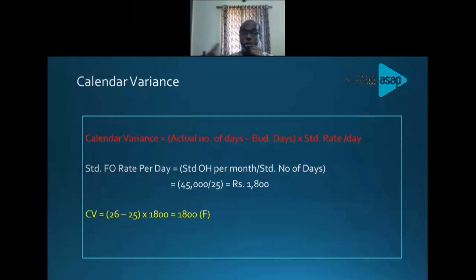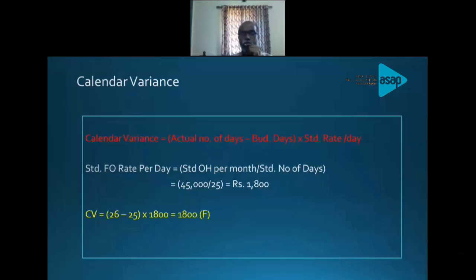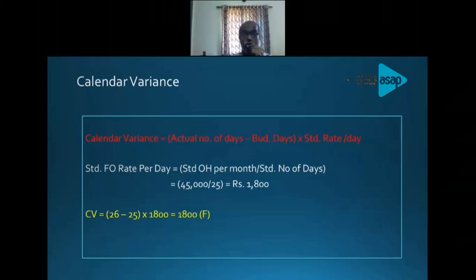Standard rate per day. Standard fixed overhead for the budgeted period, or for 25 days, is 45,000. So for 1 day, it is 45,000 divided by 25. That is, standard overhead per month divided by the standard or budgeted number of days. It is 45,000 divided by 25, rupees 1,800. 1,800 is the fixed overhead per day.